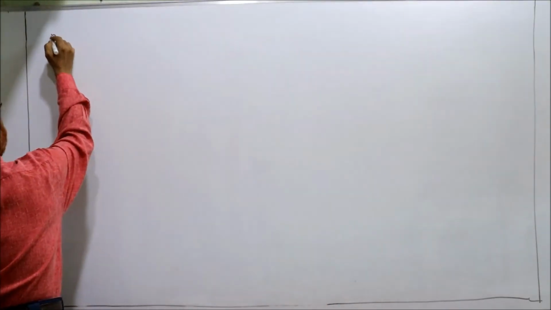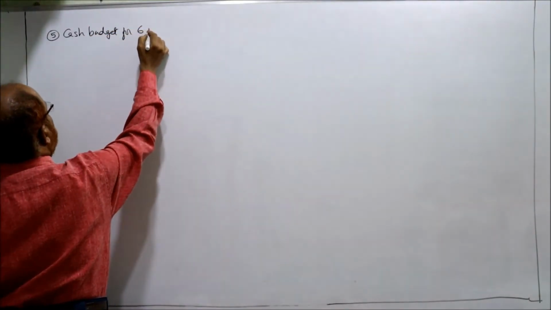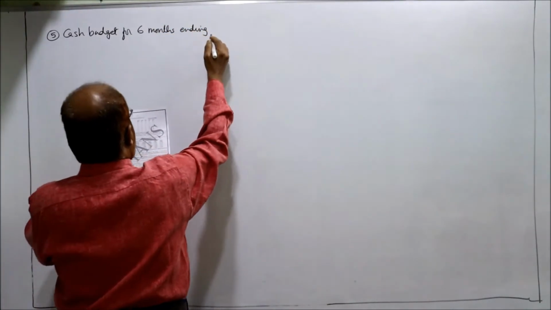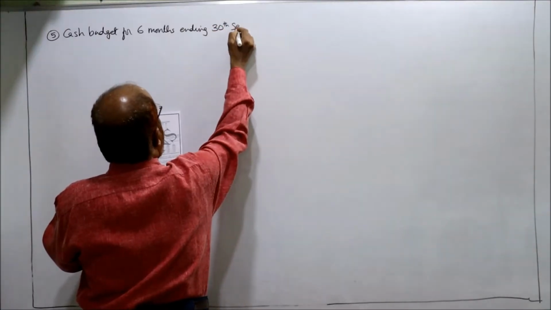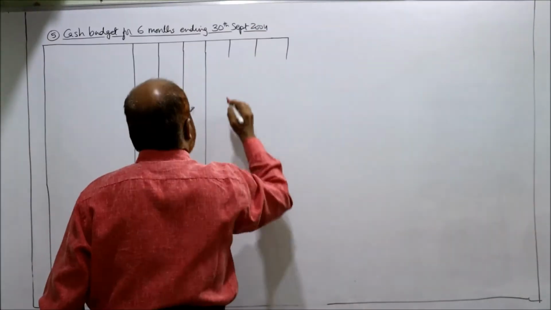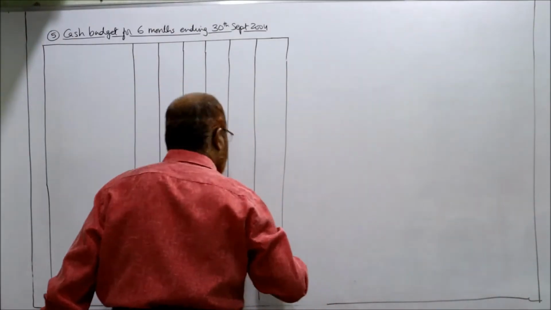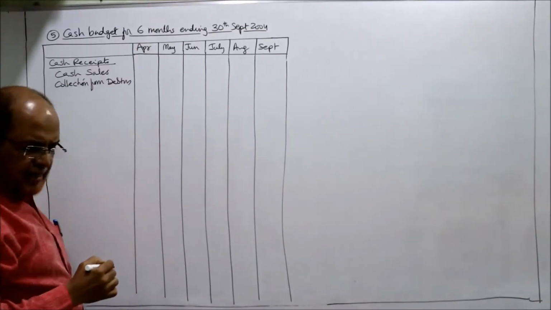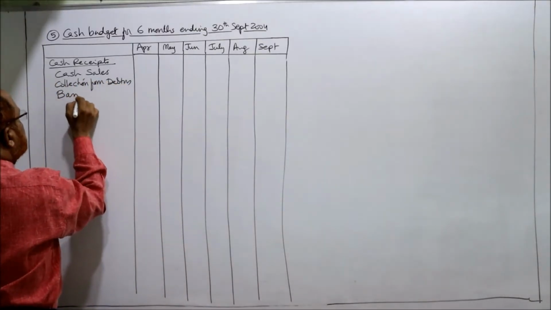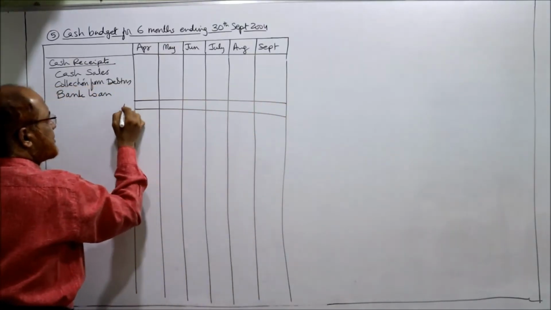So now we'll start the 5th problem. Cash budget for 6 months ending 30th September 2004. 6 columns we require for 6 months beginning from April. Cash sales, collection from debtors, and one more receipt is there, that is bank loan. These 3 are the cash receipts.